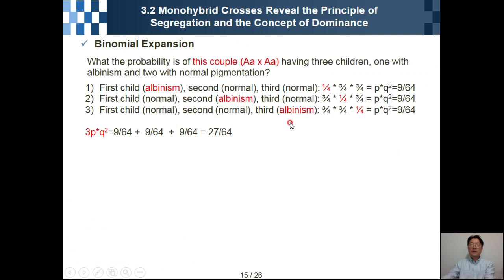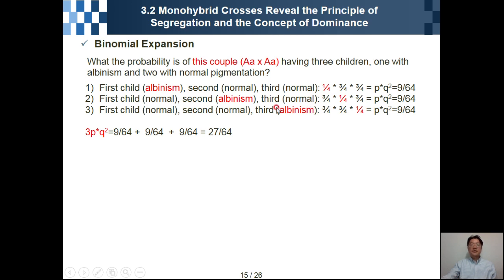The event is that this couple has 3 children, 1 with albinism and 2 with normal pigmentation. Let's explain the cases. In one case, the first child is albinism and the second and third are normal. In another case, the first child is normal, the second child is albinism, and the third is normal.